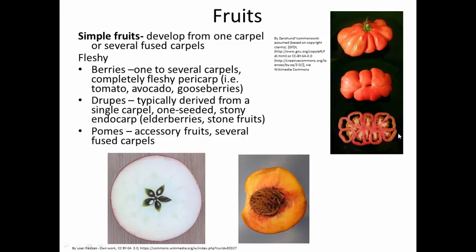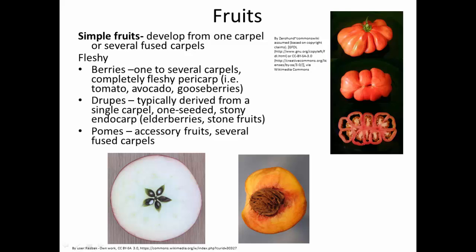So if we look at this cross section through a tomato, it's pretty clear that this tomato flower was made up of many fused carpels. That's what's forming all of these different chambers in the mature fruit. So the entire tomato, as you know from eating tomatoes, is fleshy, and it has many seeds.